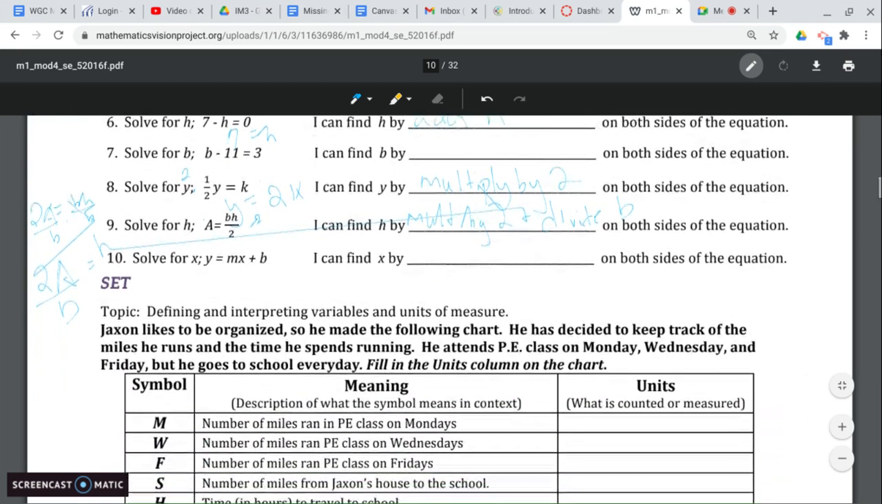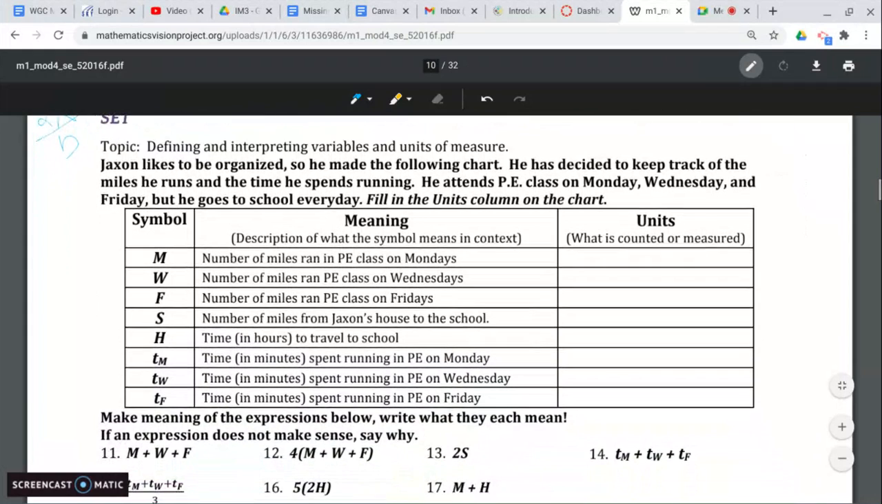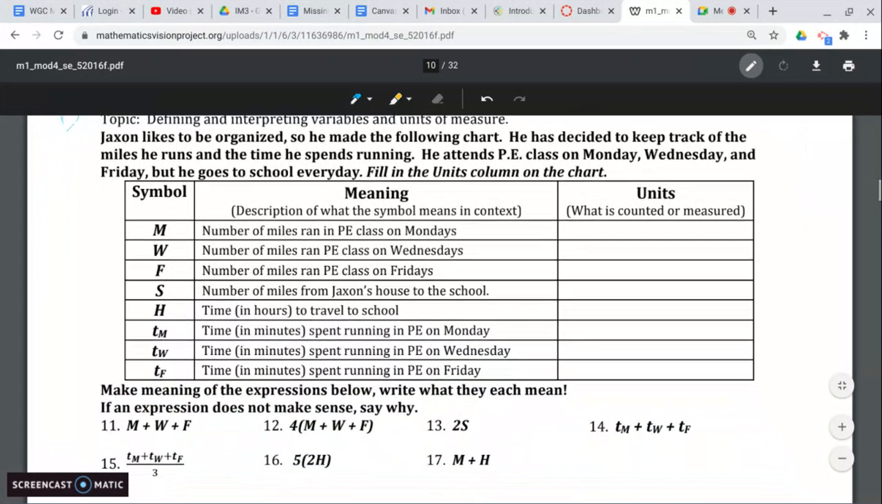All right, the next section: defining and interpreting variables and units of measure. Jackson likes to be organized, so he made the following chart. He has decided to keep track of the miles he runs and the time he spends running. He attends PE class on Monday, Wednesday, and Friday, but he goes to school every day. Fill in the units column of the chart.